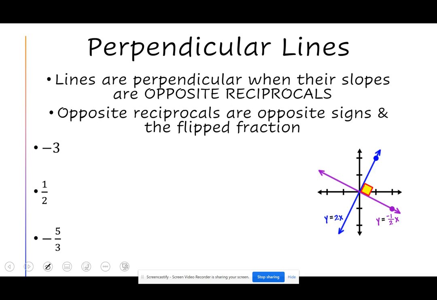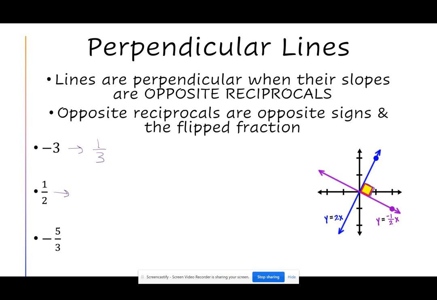Perpendicular is where they cross at an exact 90-degree angle. So they're exactly bisecting each other. We know that they're perpendicular when their slopes are opposite reciprocals. So an opposite reciprocal means you flip the sign and flip your fraction, like we did when we multiplied by reciprocals. So some examples, -3. The opposite reciprocal would be positive 1 over 3.